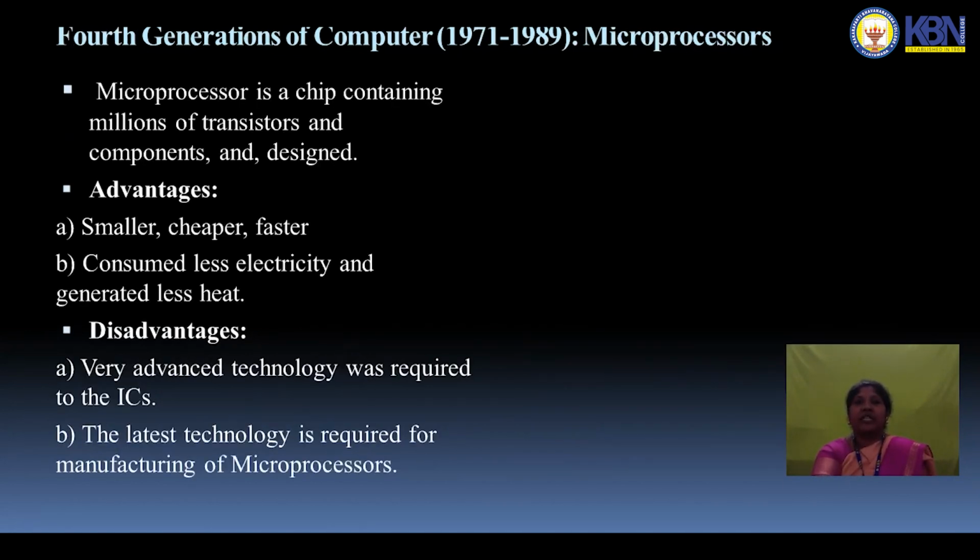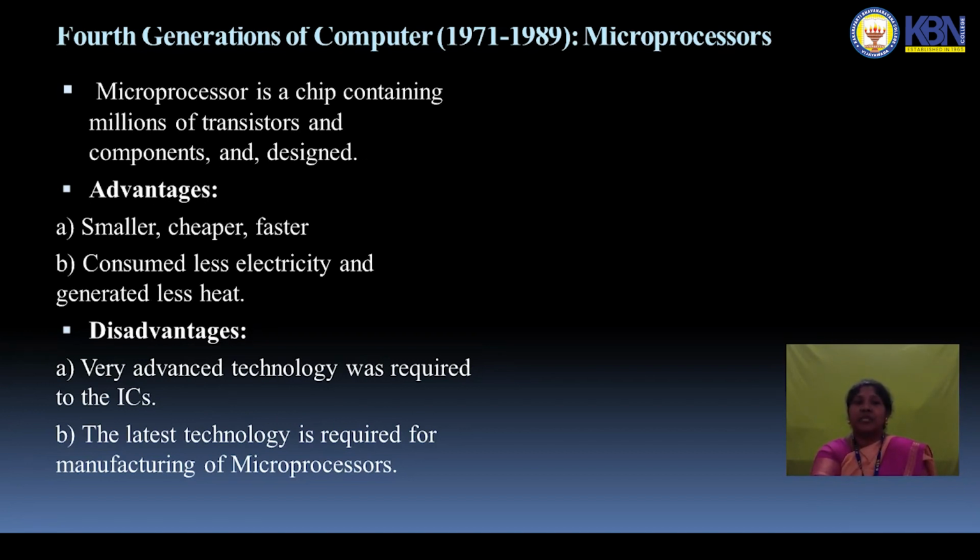In the fourth one, 1971 to 1989, the computers of this time we call fourth generation computers. Here we use the technology of microprocessors. In microprocessors, the chip contains millions of transistors and components and designed chips. Okay, so here we have some advantages and some disadvantages. In advantages, compared to the last three generations, it is very small and cheaper and faster. Comparatively to the first, second, and third also. Now this is the fourth one, and it consumes less electricity.